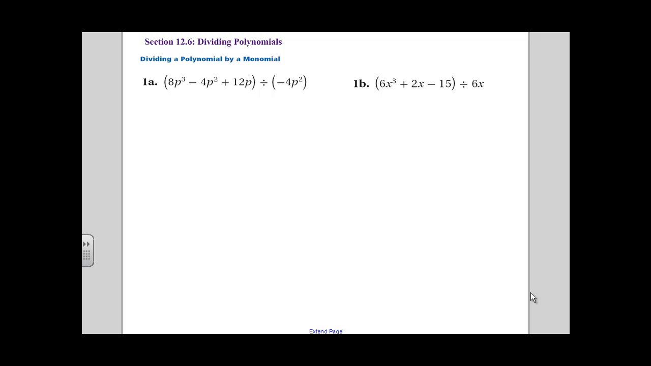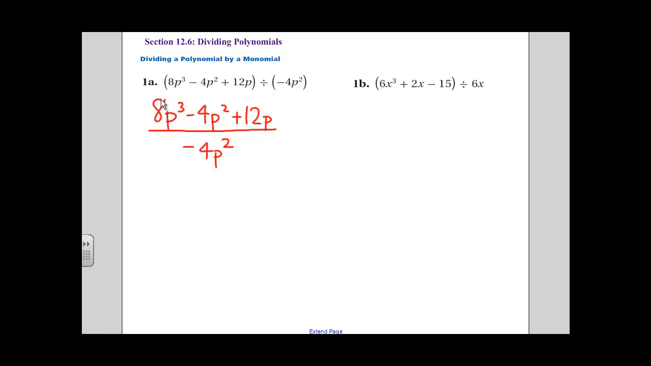Alright, in 12.6 we are going to divide some polynomials. We've already talked about multiplying them and then adding and subtracting them. So we're going to start off with the easy ones, dividing a polynomial, so more than one term, by a monomial, which is one term. So what this problem really says here is that I have 8p cubed minus 4p squared plus 12p, and all of it is being divided by negative 4p squared.